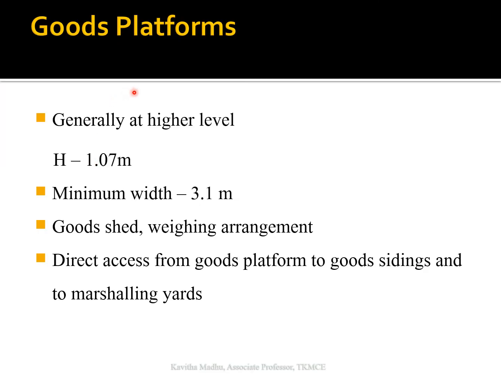Next is the goods platform. Usually they are provided at a higher level than the passenger platform for facilitating easy movement of goods, loading and unloading of goods from the train. The height is 1.07 meter from the rail level. The minimum width required is 3.1 meter. It should be associated with goods shed and weighing arrangement. The direct access from goods platform to goods sidings and marshalling yards should be there. So that is regarding the goods platform.